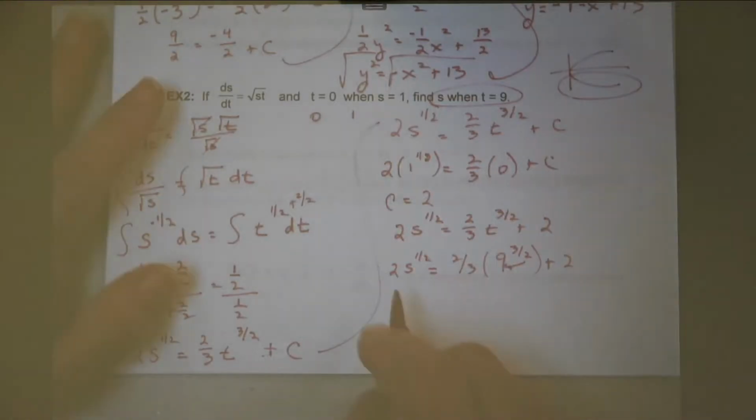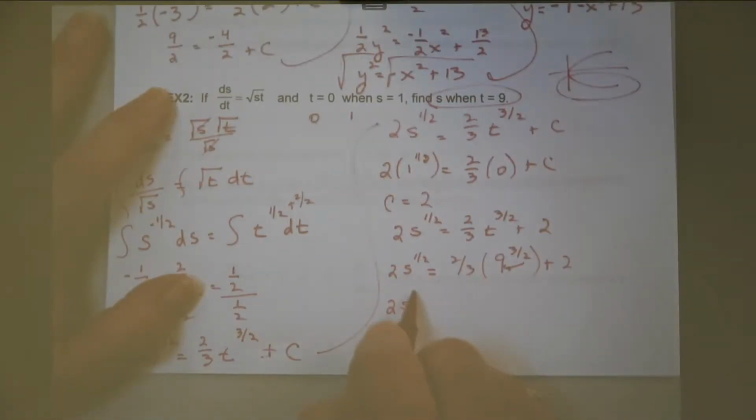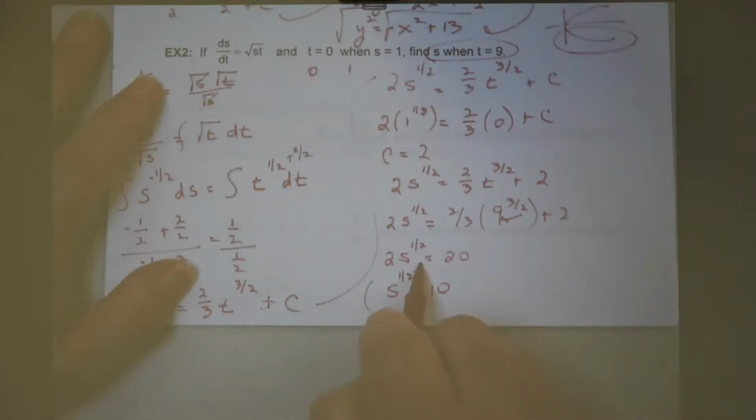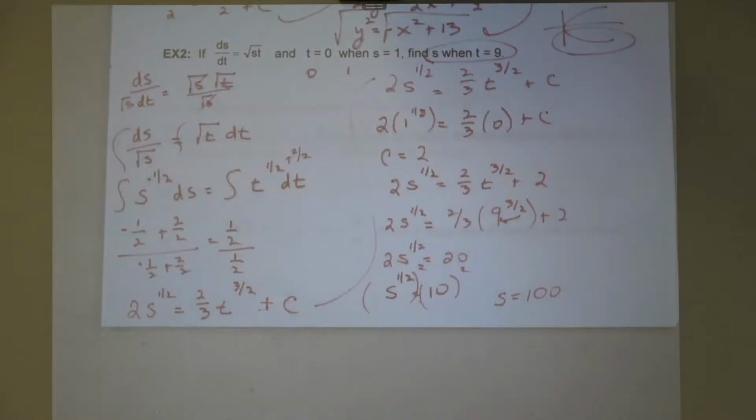So now we have 2s to the 1/2 is 20. All right, divide by the 2. Nothing magic going on here. And then be careful, don't take the square root. What you want to do is square the left and square the right. And you end up with an s value of 100 when t equals 9.